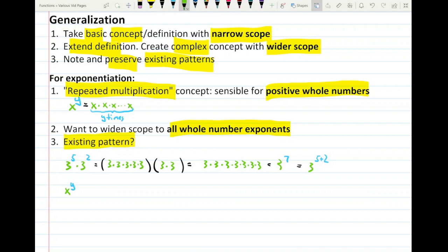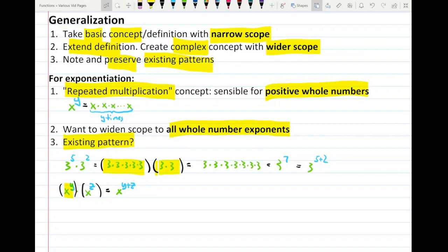And in general, if you have some base x to the power of y, and then you multiply all of that by the same base x to the power of z, that's equal to x to the power of y plus z. By the same logic, you can imagine expanding out x to the power of y, times x to the power of z, and then you mush it all together and you're multiplying x by itself y plus z times.